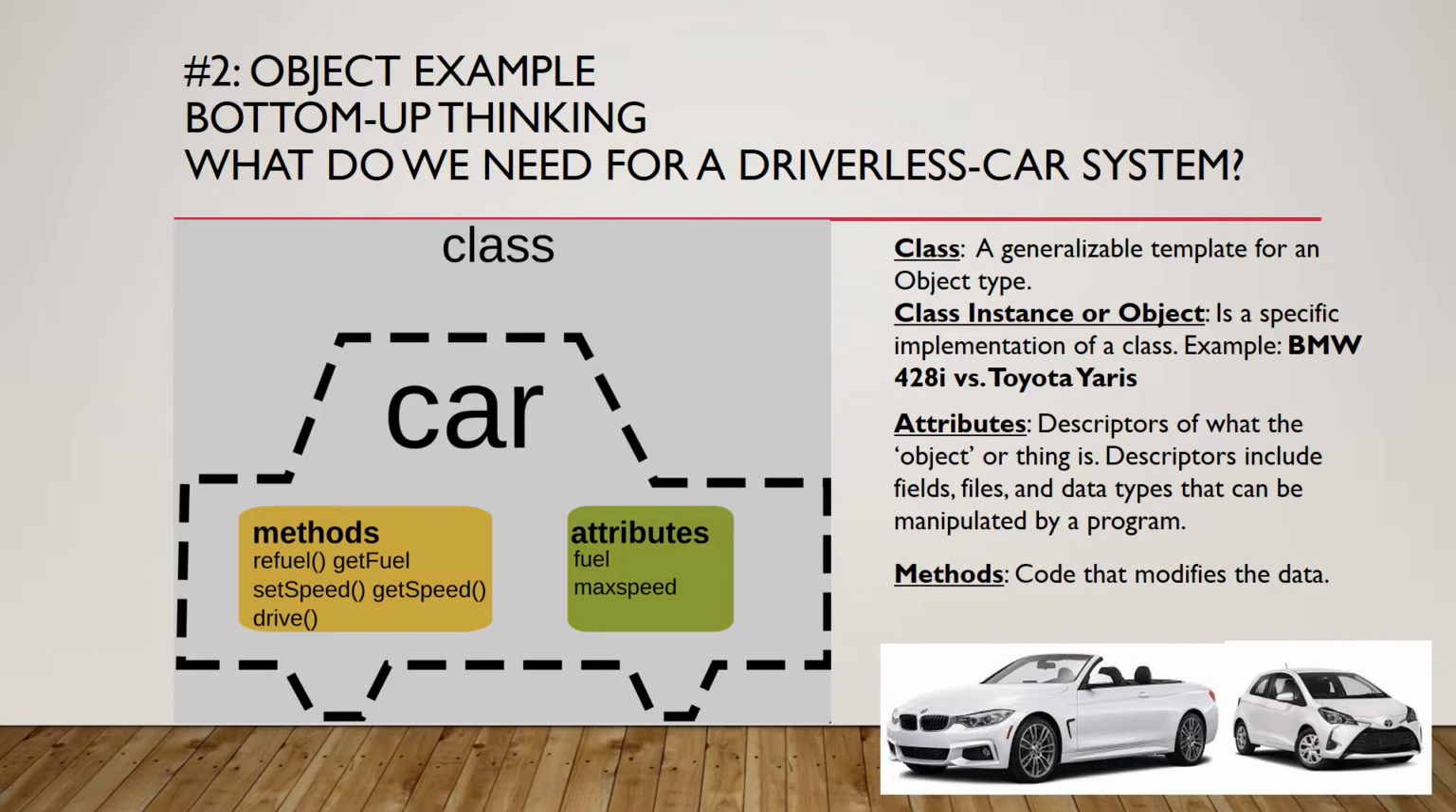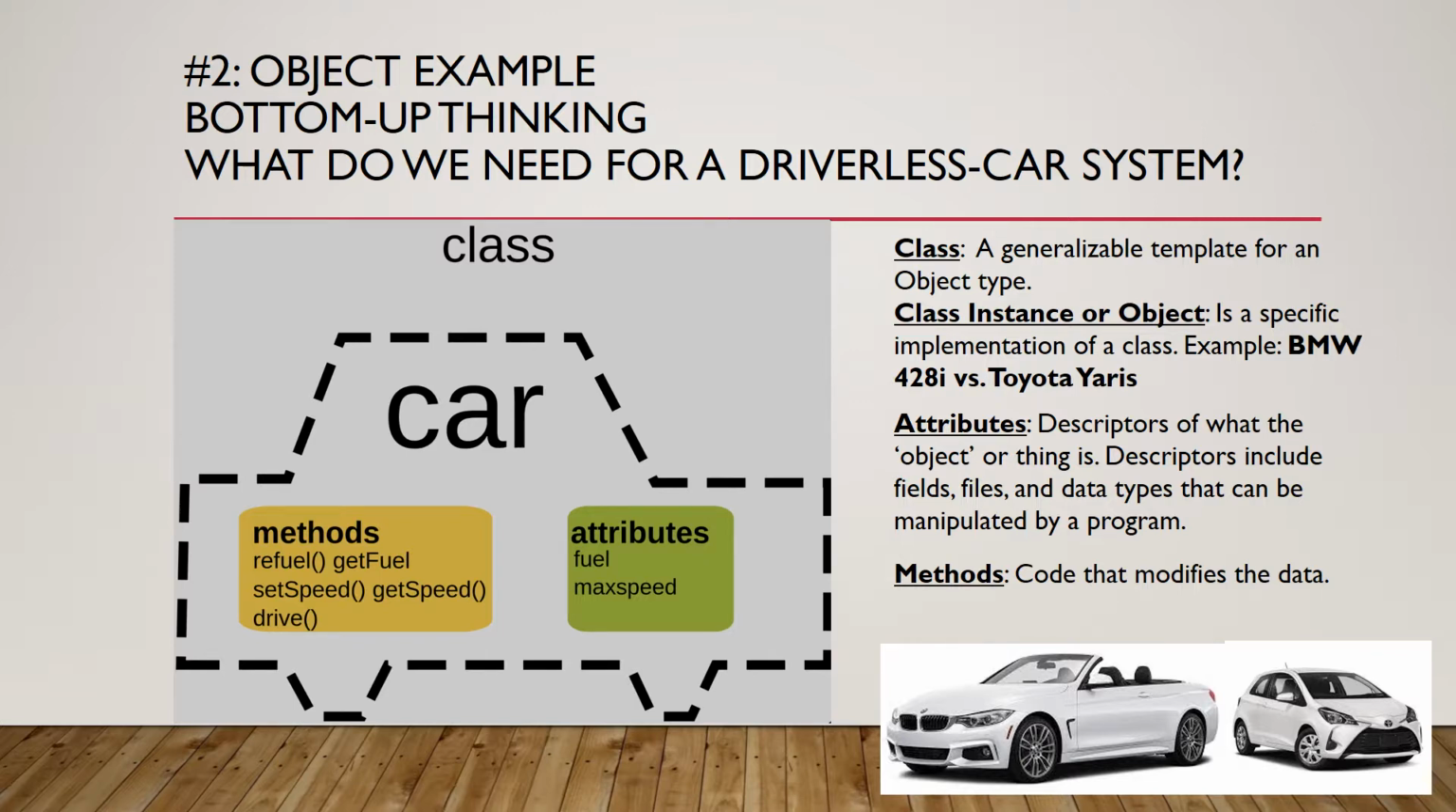And Toyota Yaris is a specific implementation of a class called car. So we have two instances, if you will, down below. One is a BMW, and the second one is a Toyota Yaris, but they're both instances of the class called car. Let that sink in a little bit. That's kind of the essence, if you will, of object-oriented programming.